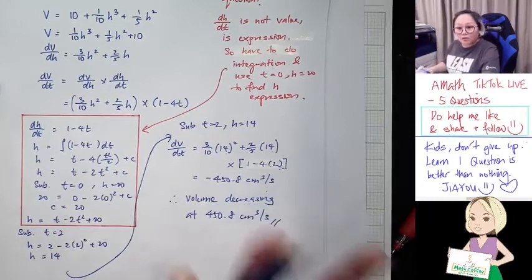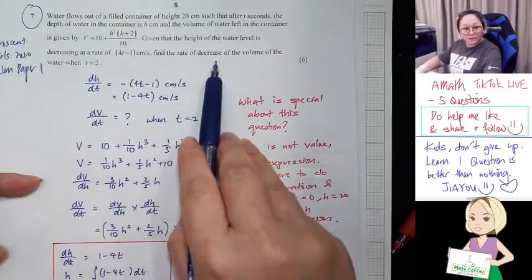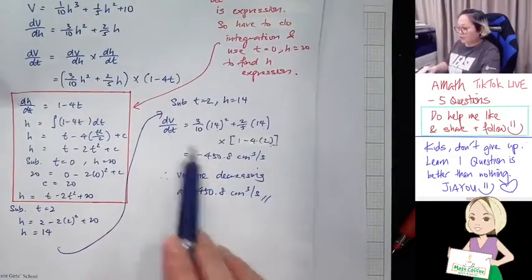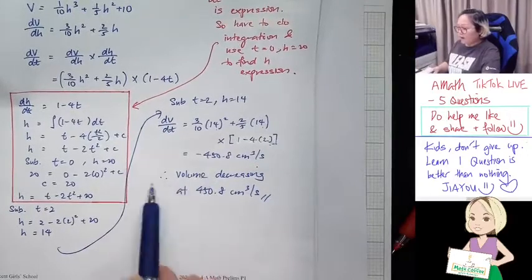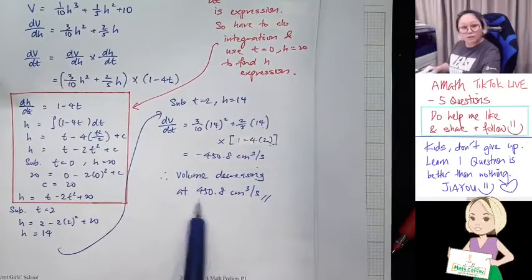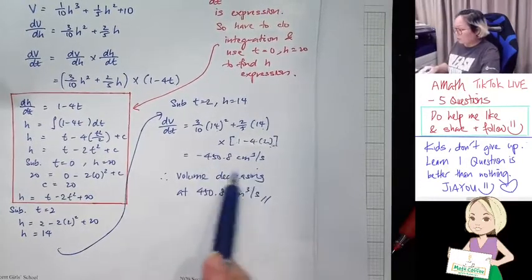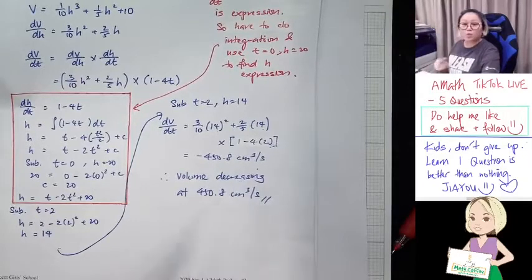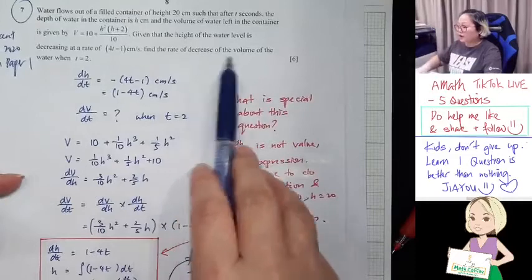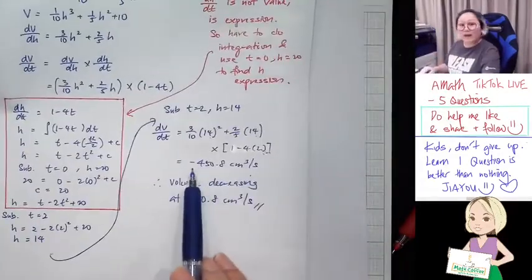Another thing to take note of: because the question asks to find the rate of decrease, and since my rate of change over here is negative, when I answer the question, I will say the volume is decreasing at positive 450.8, because the minus is already represented in this word. Unless the question asks, find the rate of change of the volume of water, then yes, you have to keep your negative there.